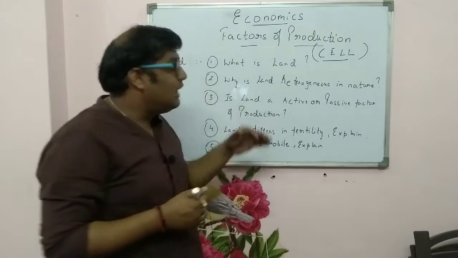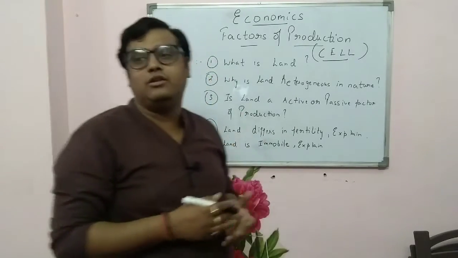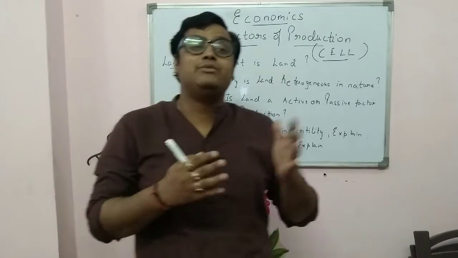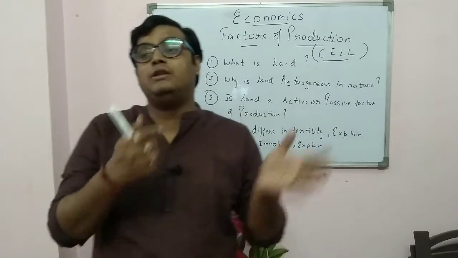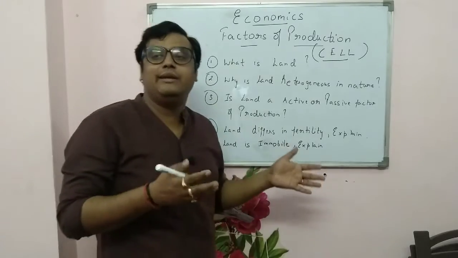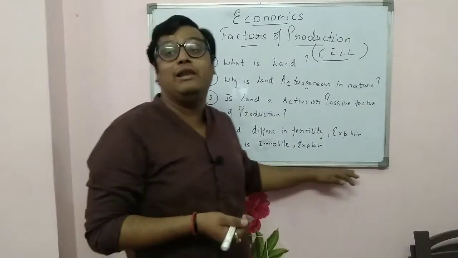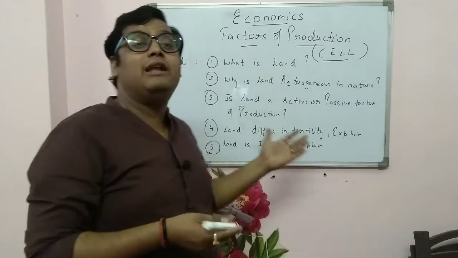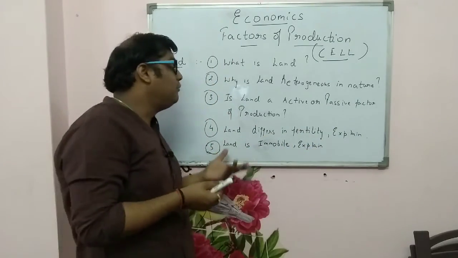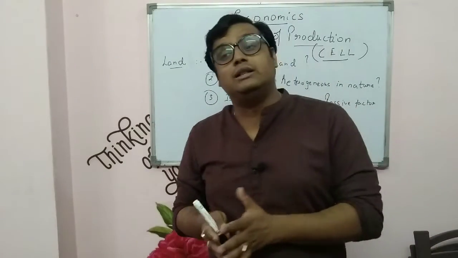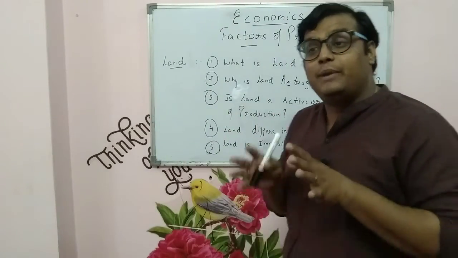Next, is land a mobile or an immobile factor of production? Basically, what does mobility mean? When a person or a thing can move from one place to another. And now it is very clear that land is an immobile factor of production. What does immobile mean? Immobile factor of production means that land cannot move from one place to another. It remains in a particular place.